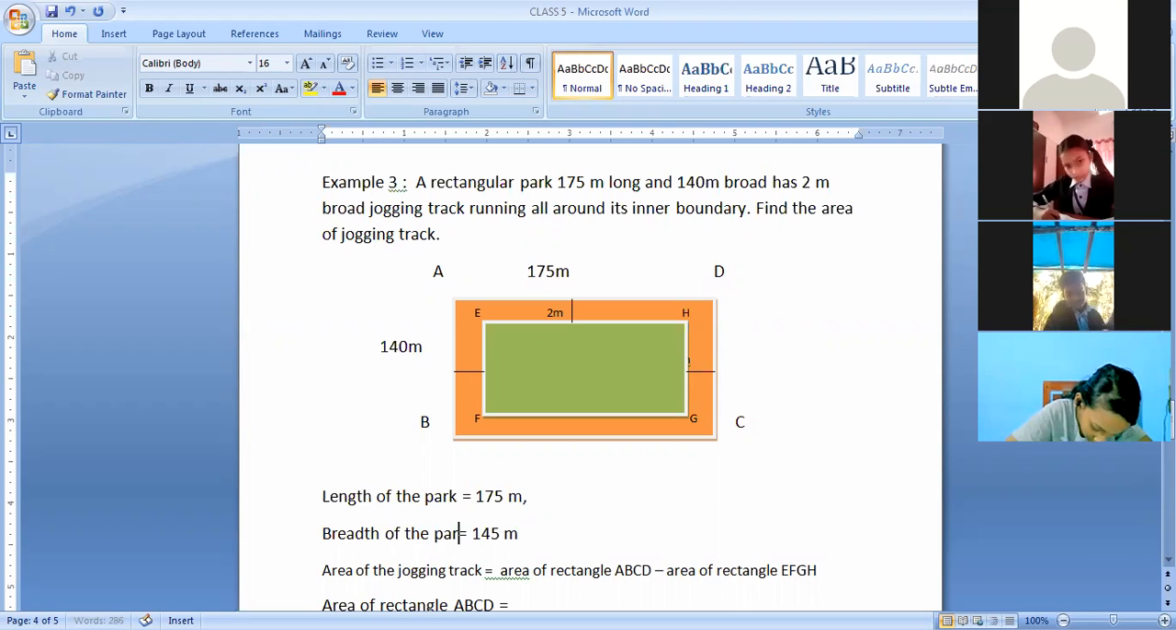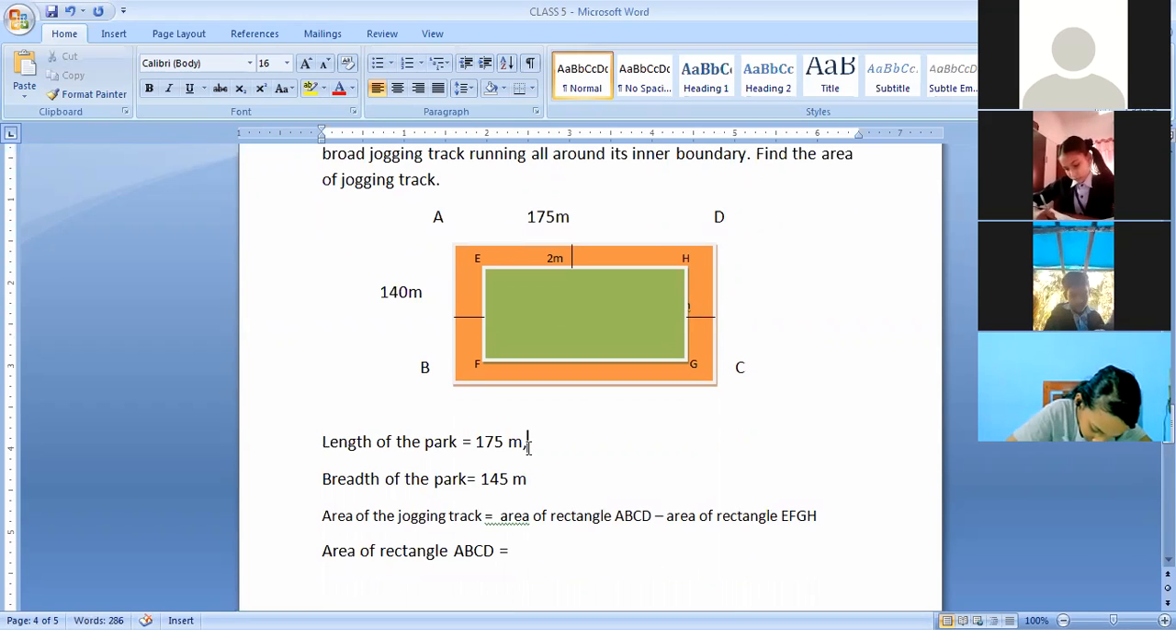So area of rectangle ABCD is equal to the area of the park. Rectangle ABCD is actually the park. Clear? So you know the length and breadth of the park. Then what will be the area of the park? It will be L into B. What is L here? 175 meter.